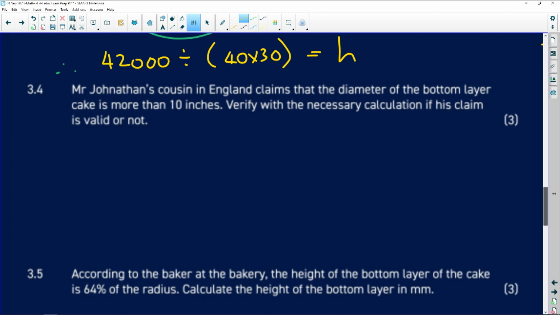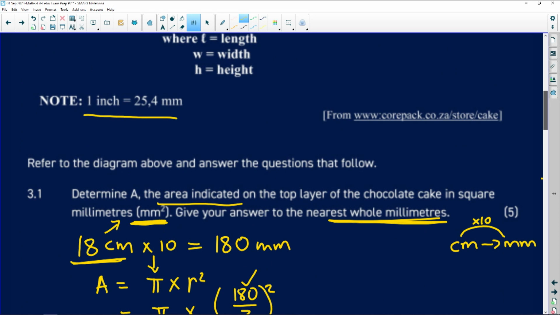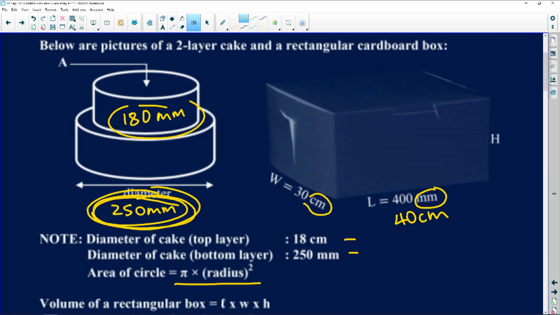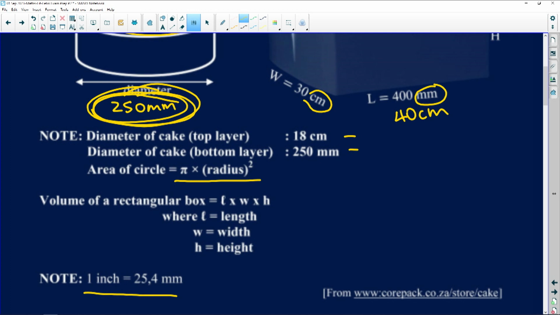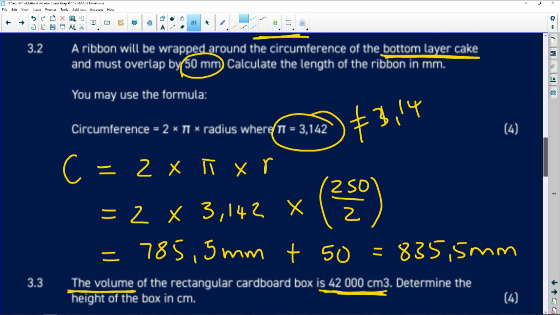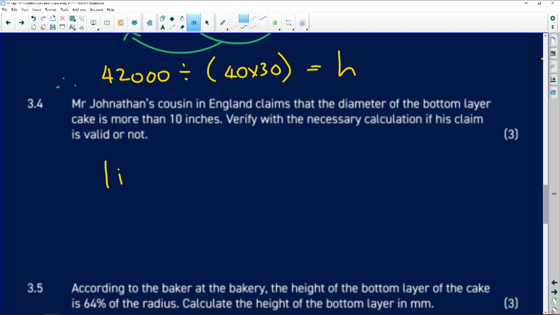You're going to have two steps over there. You first need to convert, because remember the diameter is already given. Our diameter is given as 250 millimeters. So I'm first going to convert that to inches. I know that 1 inch is 25,4 millimeters. That's what I know. So I want to convert 250 millimeters.